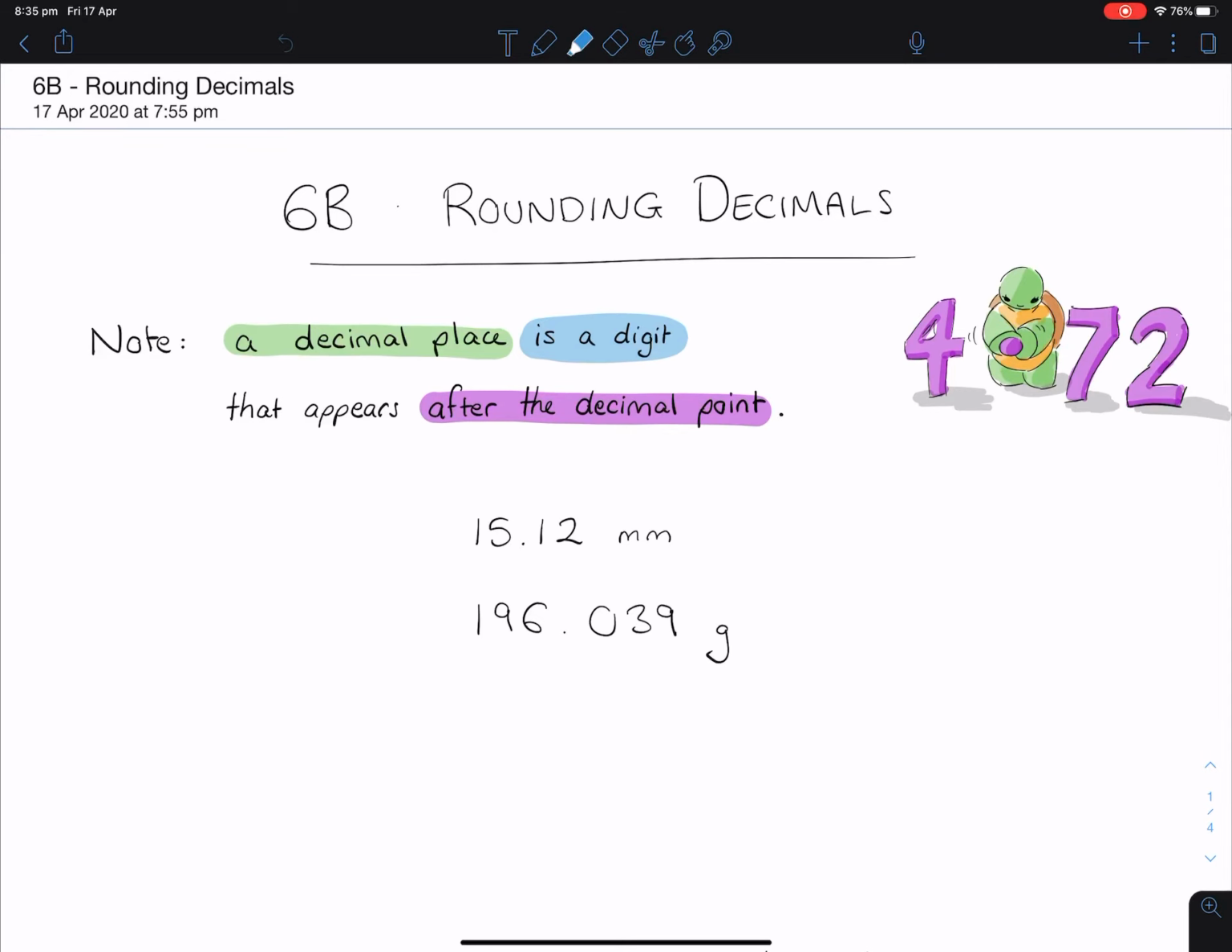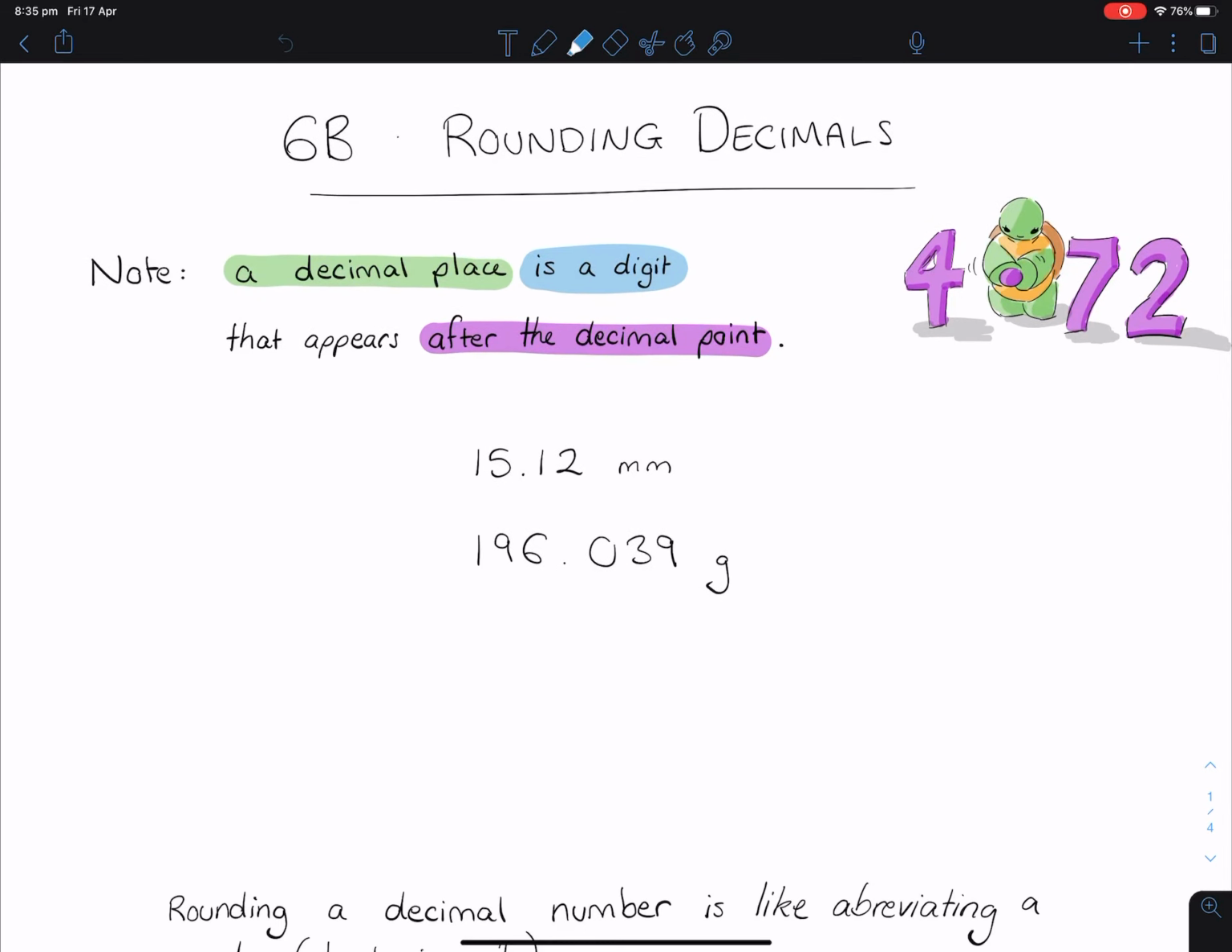Hello, today we're going to look at rounding decimals. So before I get into that, let's just look at some terminology. The term I want you to understand is the word decimal place, okay? Because I am going to refer to the number of decimal places, and that may not make sense to you unless you know what the word means. It's always going to be referred to in the question.